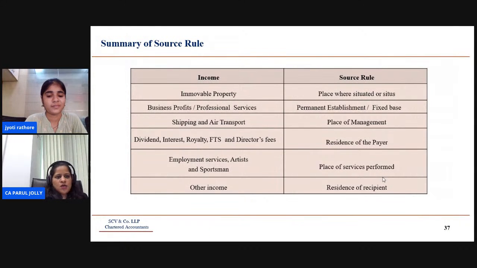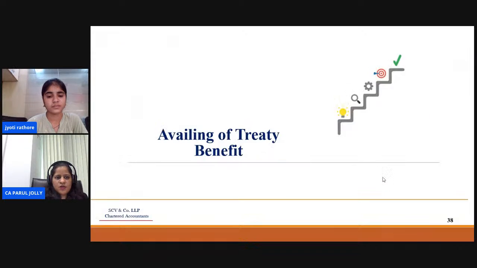So this is basically the summary of the source rule. For immovable property, the taxing rights are allocated to the state where the property is situated. For business or profession, the state wherein there is a permanent establishment is given the right to tax. For dividend, interest, royalty, and FTS, though the primary right is with the resident state, the source state is also given a restricted right to tax these incomes. Similarly, other income is generally taxed in the state of residence.